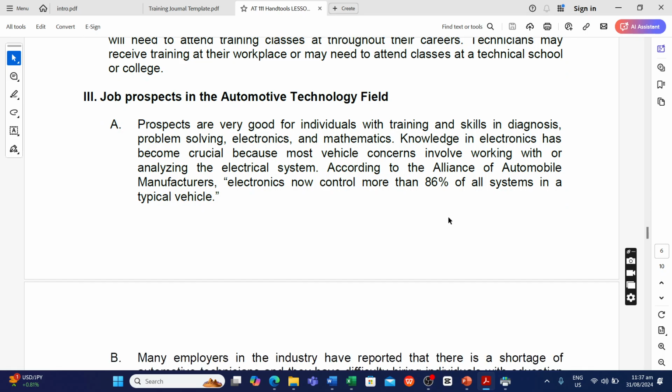So, prospects are very good for individuals with training and skills in diagnosis, problem solving, electronics, and mathematics. So, knowledge in electronics has become crucial because yung mga bagong sasakyan ngayon, it involves working with or analyzing the electrical system. According to the Alliance of Automobile Manufacturers, electronics now control more than 80% of all systems in a typical vehicle. Kasi nga mayroon ng computer box.